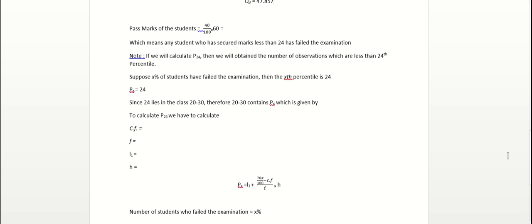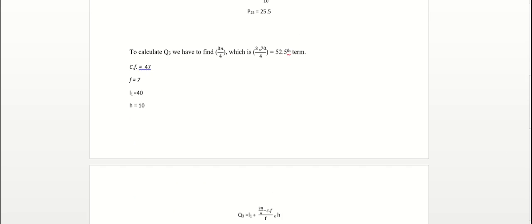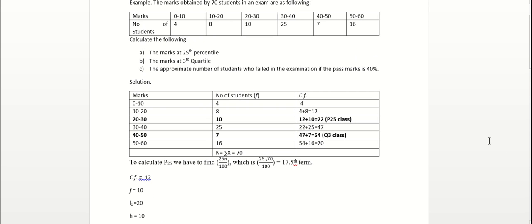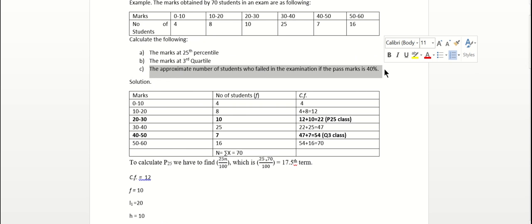So the third part of the question says we need to calculate the approximate number of students who fail the examination if the pass marks is 40%. So we need to calculate the number of students who failed the exam, okay? So how do we calculate that? Let's first calculate what is the fail marks, at what marks the student will fail the exam.